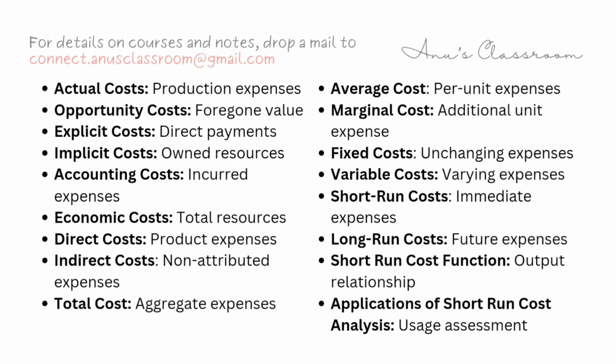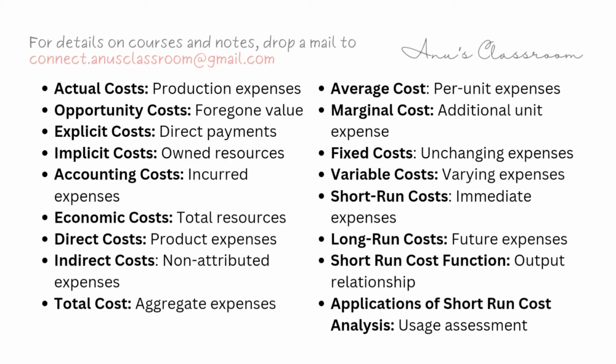It is like choosing between two paths and understanding what you miss out on by not taking the other path. The cost of the road not taken. Then we have explicit costs. These are direct payments that are made by the firm, like wages or rent, while implicit cost reflects the opportunity cost of using resources owned by the firm, like the owner's time or the firm's capital. Accounting costs cover both explicit as well as implicit cost, while economic costs include all resources utilized in an action, including both explicit and implicit cost.